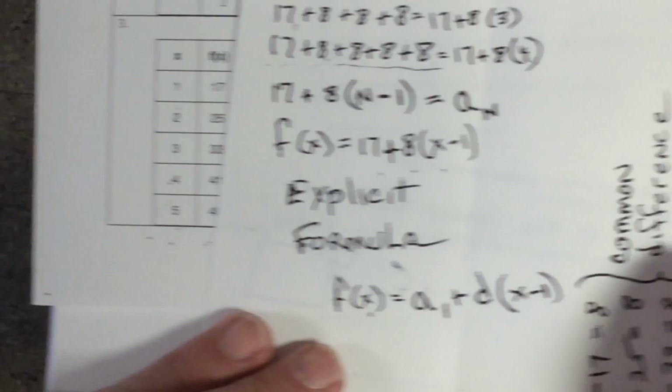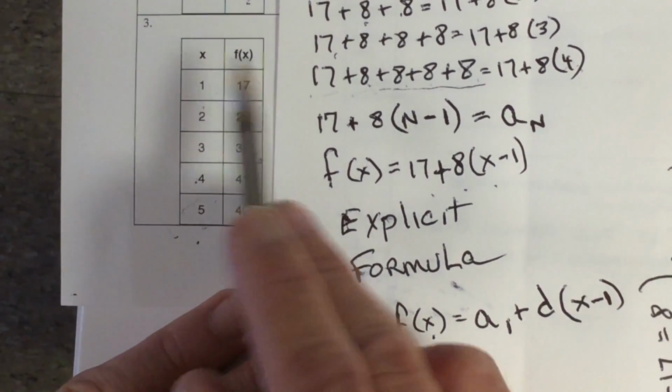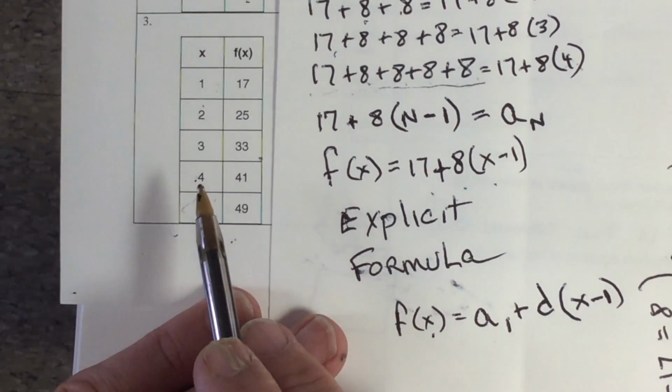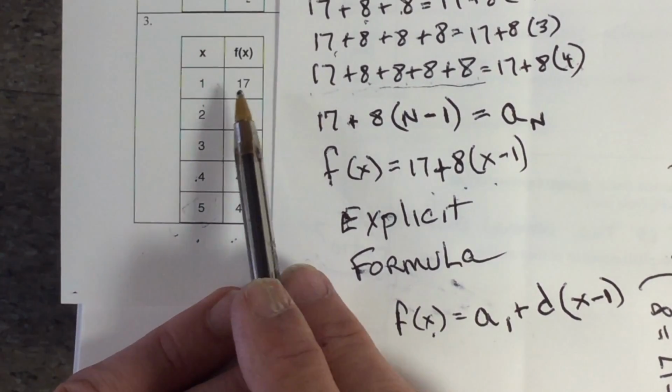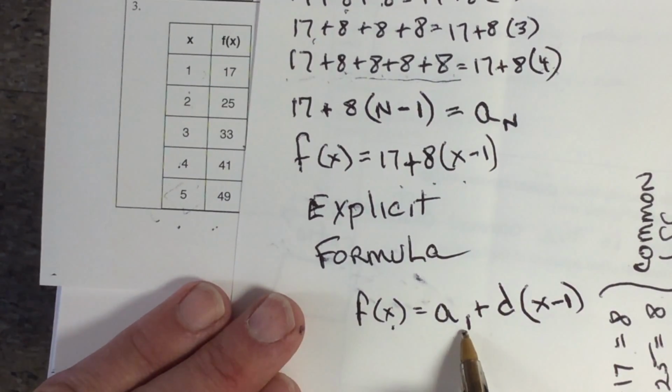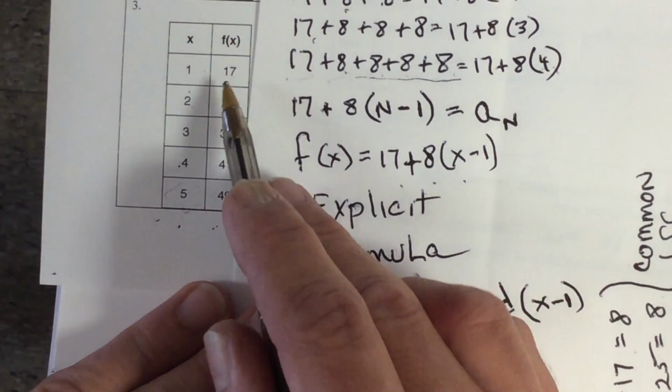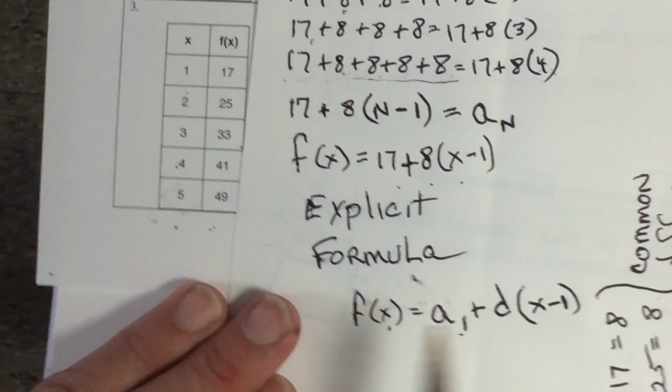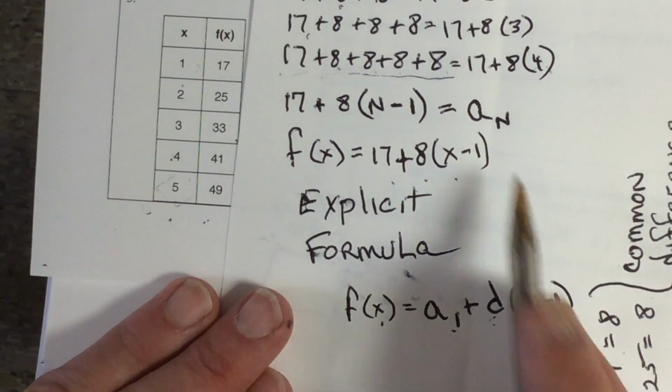Now, every time you have a situation like this, where you have a sequence and you know what the first term is, you don't want to write A1 here. You want to write 17, because you know what the number is. And you don't want to just write D here if you know that the difference is 8. Okay, here's another one.